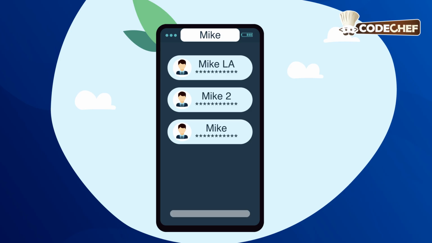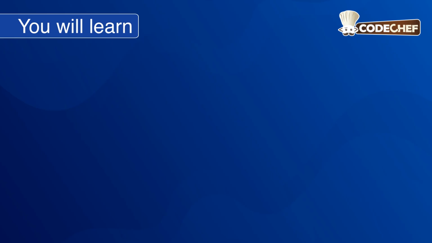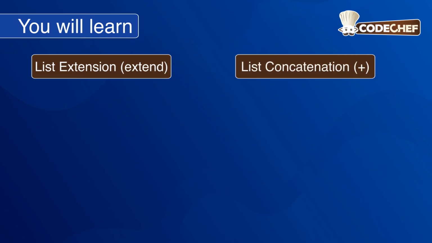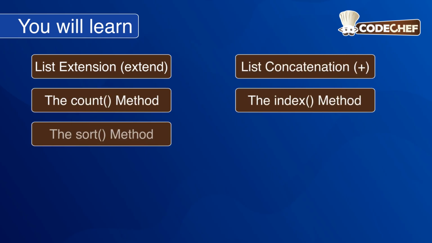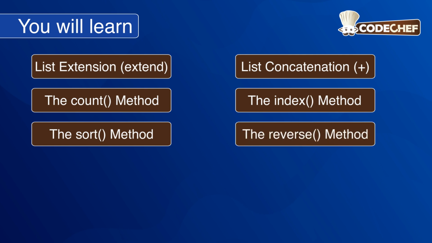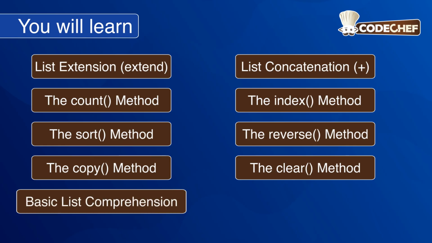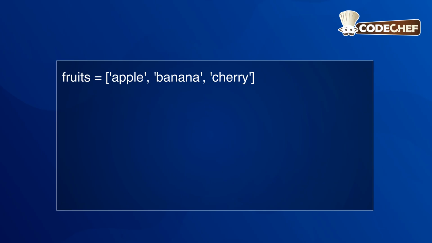All of these simple, intuitive actions have a direct equivalent in Python's list methods. In this tutorial, you will get a quick rundown on these powerful concepts: list extension, extend, list concatenation plus, the count method, the index method, the sort method, the reverse method, the copy method, the clear method, basic list comprehension, and list comprehension with a condition. Let's jump into the code and see each of these methods in action.